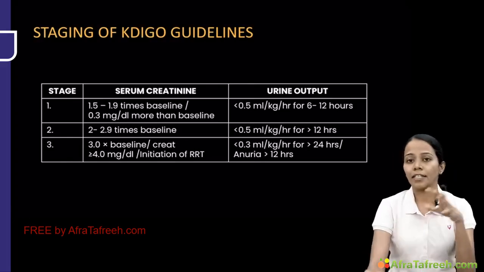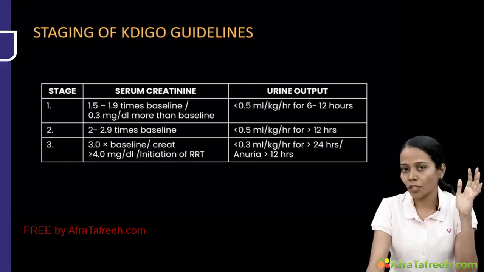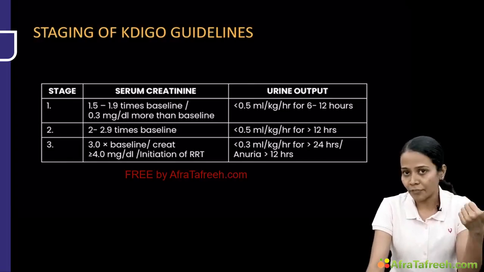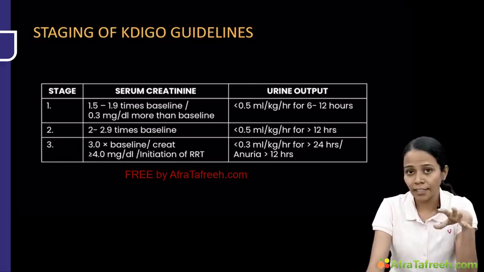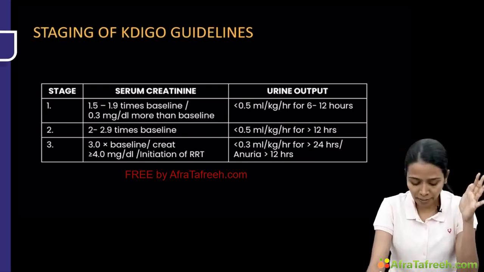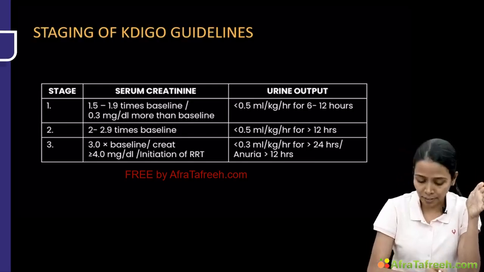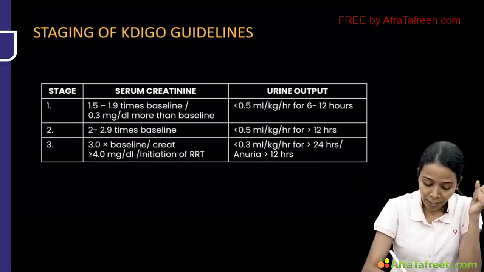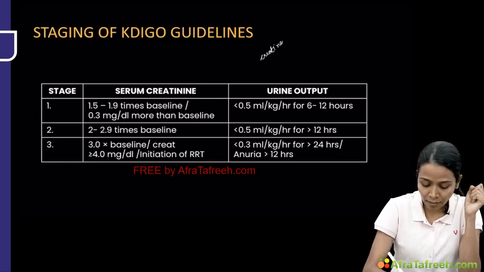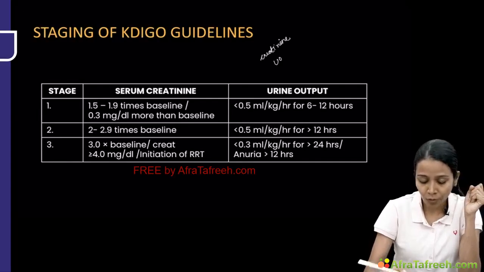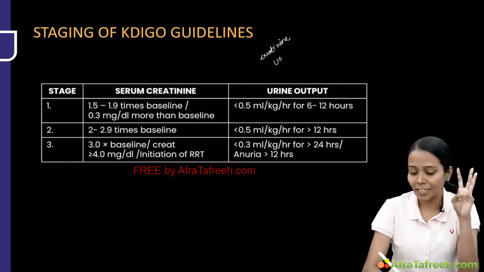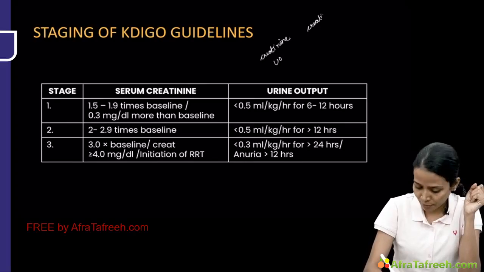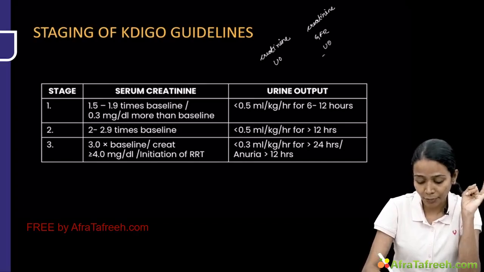Now there are three different staging used for acute kidney injury. First came Rifle criteria, then Akin criteria, then came the KDIGO guidelines. But for all practical purpose, today we use KDIGO guidelines. The difference between the KDIGO, Akin and Rifle is, KDIGO uses only two criteria. One is serum creatinine, another one is urine output. Okay, but Akin and Rifle use three criteria. First is serum creatinine, then the GFR derived from serum creatinine, and urine output.